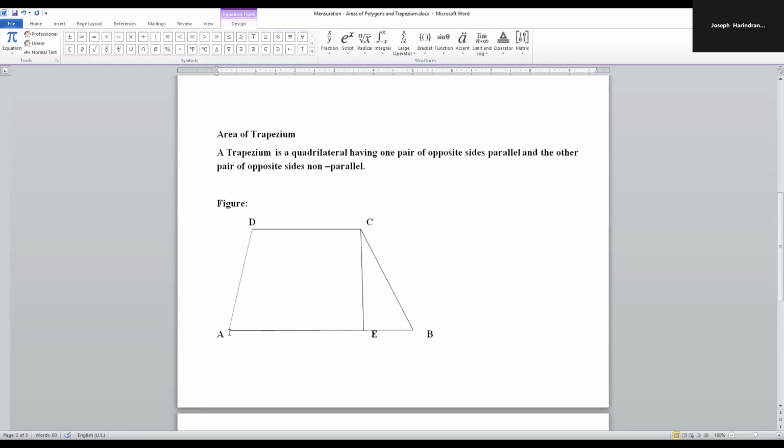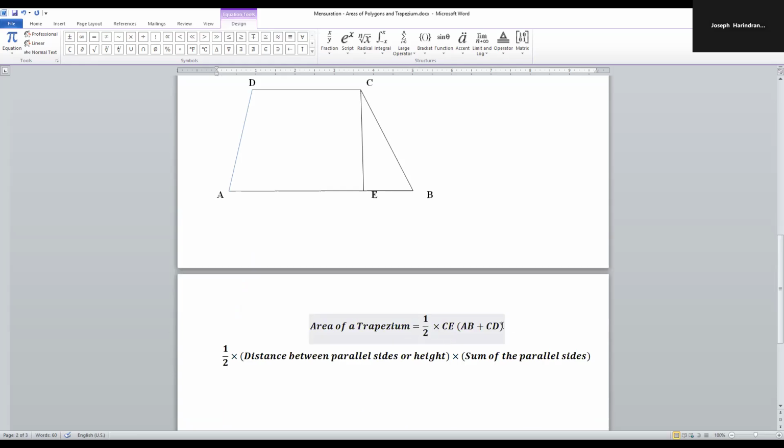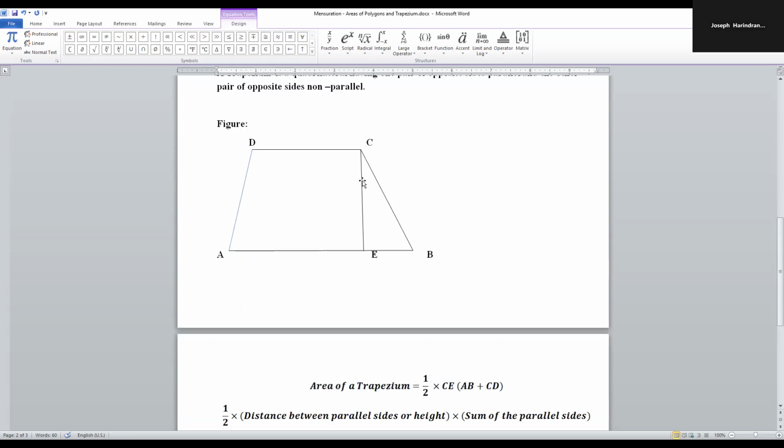And we have here AB parallel to CD. So what will be the area of this trapezium? It is given by the formula: area of trapezium is half into CE into, and what is CE now? CE is the perpendicular drawn from the vertex C to the parallel side AB. It is nothing but the distance between the 2 parallel sides AB and CD. So it is given by half CE into (AB plus CD), the sum of the parallel sides.